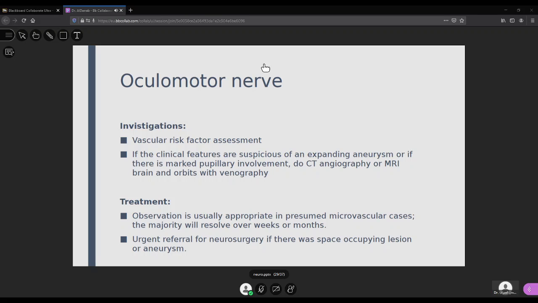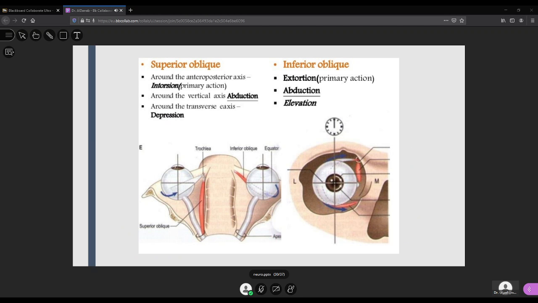So investigation: vascular risk factor assessment. If the clinical features are suspicious of an expanding aneurysm, or if there is marked pupillary involvement, do CT angiography or MRI brain and orbit with venography. Treatment: observation is usually appropriate in presumed microvascular cases. The majority will resolve over weeks or months. However, urgent referral to neurosurgery if there is a space-occupying lesion or aneurysm, and how do I know this? The pupil, which we said a hundred times, whether it is spared or involved.